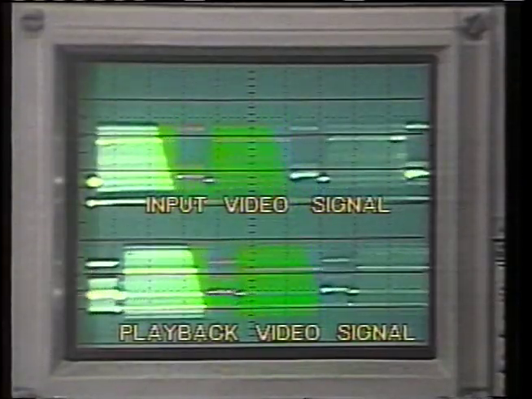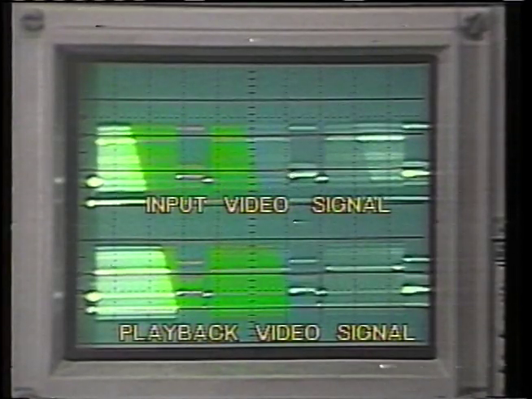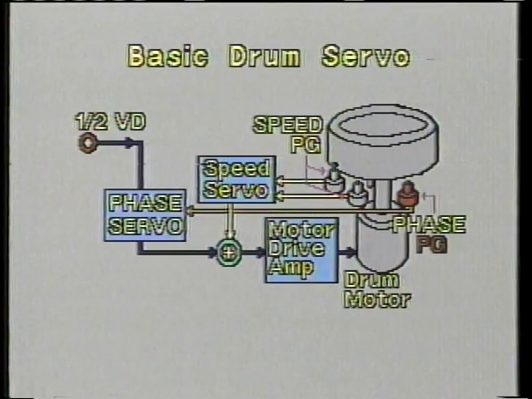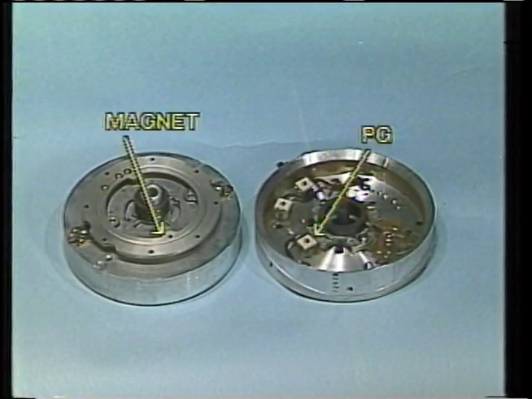Before, we talked about the importance of synchronizing the head drum and the video signal. The drum servo is used to control the rotation of the head. For the drum servo to operate, it must be able to obtain information on the rotation status of the drum. For this purpose, a pulse generator is built into the drum.